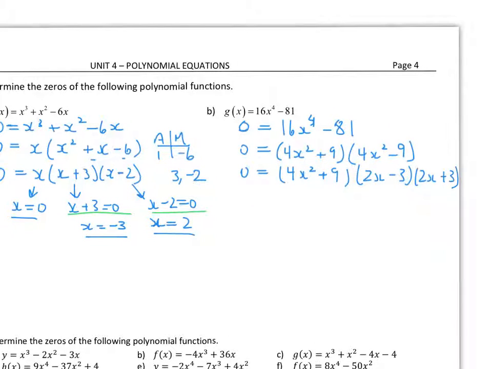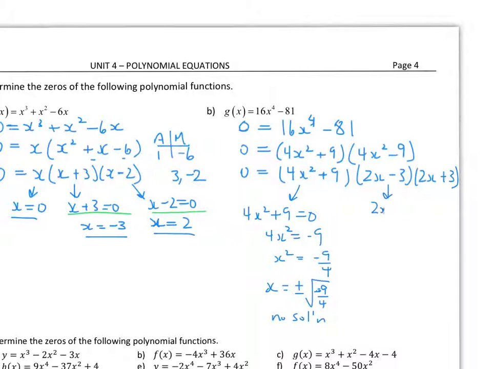And then we can set each factor equal to 0. If we set each factor equal to 0 here, we're going to get a 4x squared plus 9 equaling 0. 4x squared equals negative 9. Divide both sides by 4, we get x squared equals negative 9 over 4. But if I try to square root that, x equals plus or minus the square root of negative 9 over 4, we will get an error because you cannot square root a negative number in the real number system.